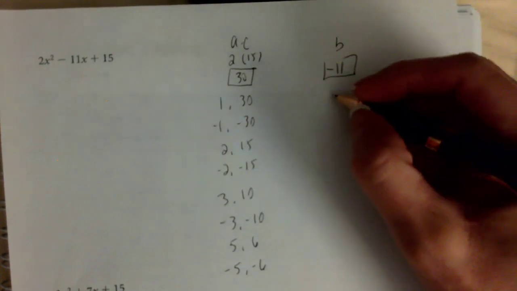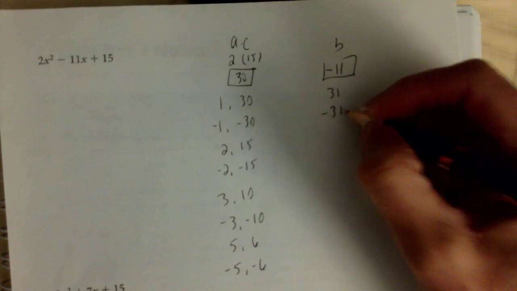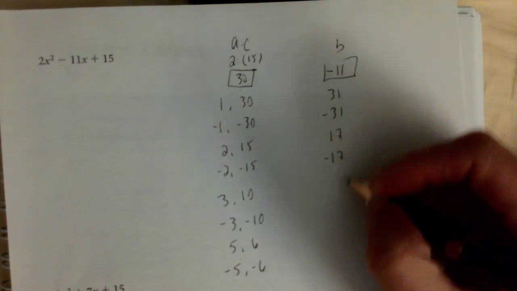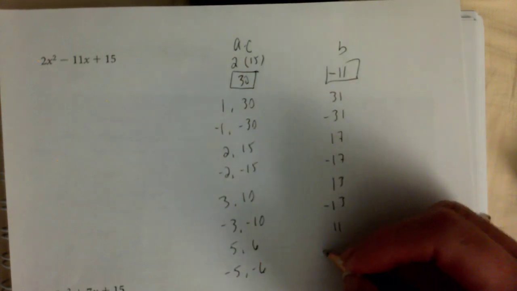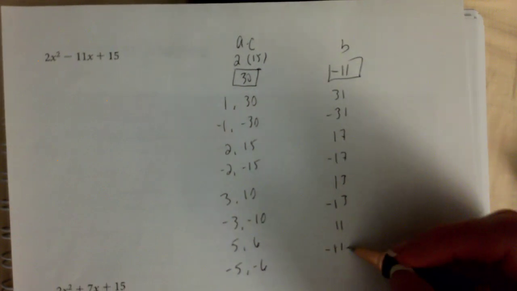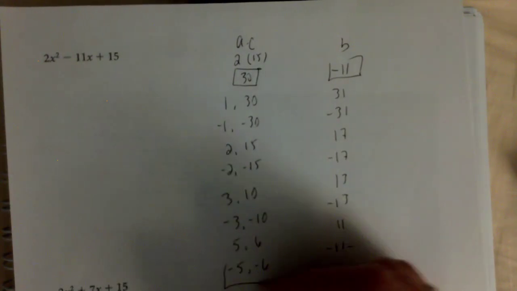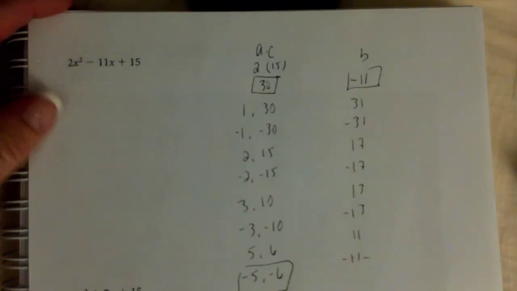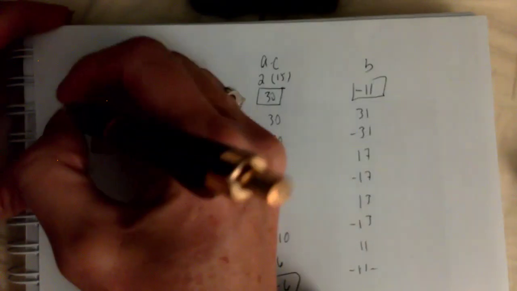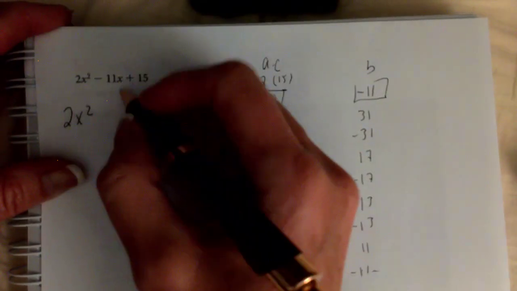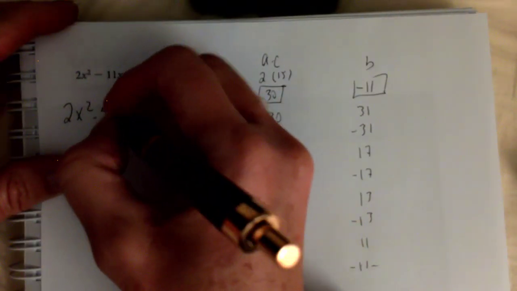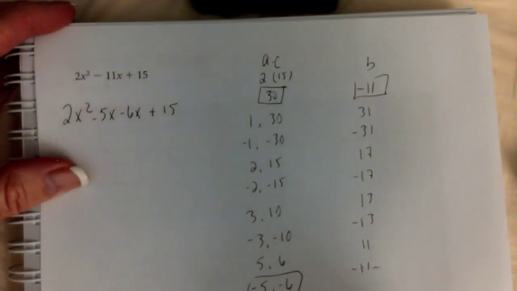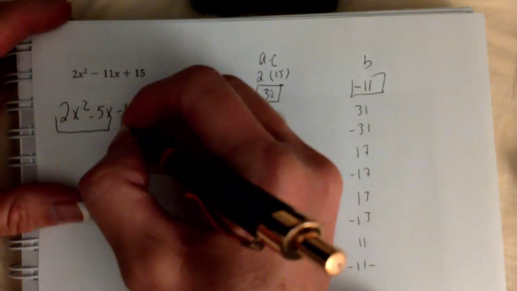So we would add all these together. 13, negative 13, 11, and then negative 11. And we want a negative 11, which is the very bottom choice. So this is the pair that we're using. And then we're going to rewrite our trinomial 2x squared. And instead of a negative 11x, we're using our like terms from this pair to write like terms here. And then plus 15. And then we can do our grouping method here.